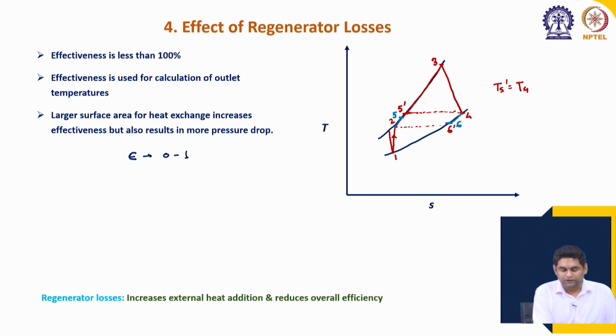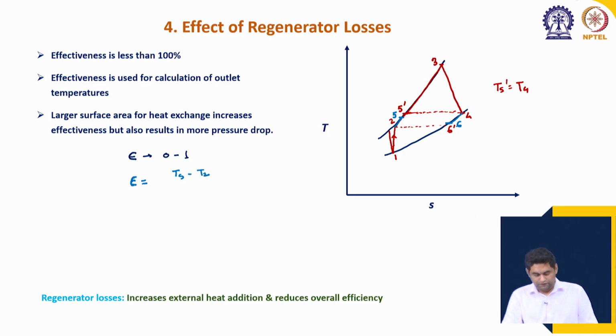So, we had defined this effectiveness as (T5 minus T2) by (T5' minus T2), which is equal to (T4 minus T2), and we had discussed previously that for typical cases this may be around 0.9, around 90% effectiveness.